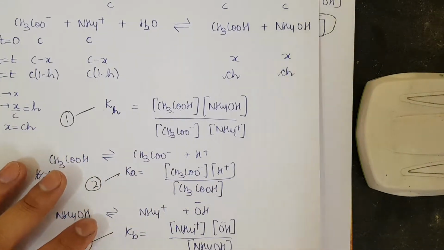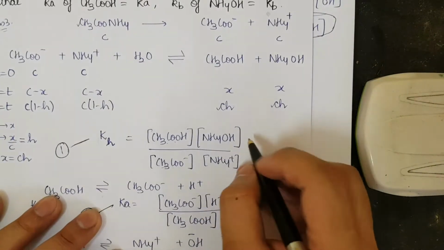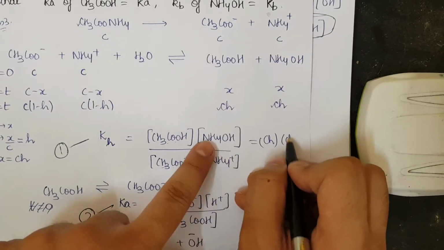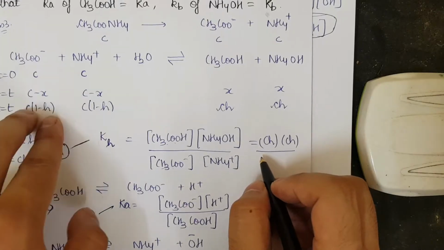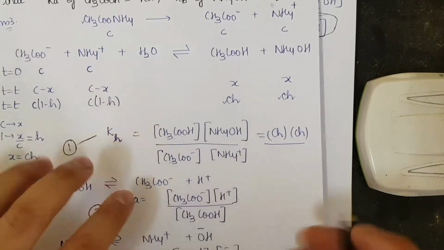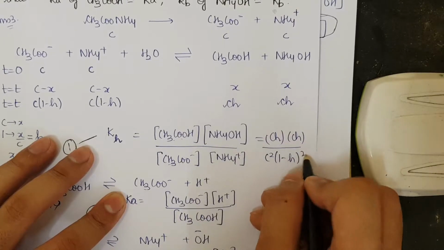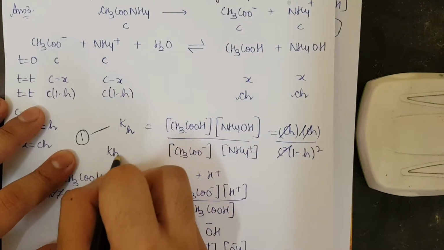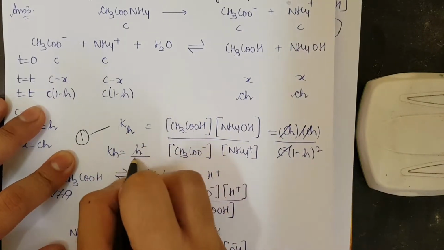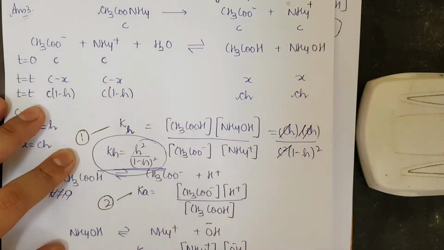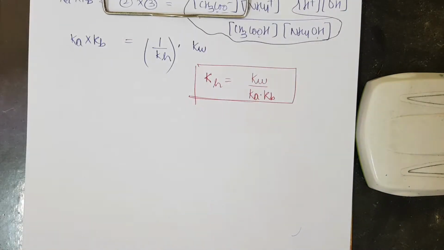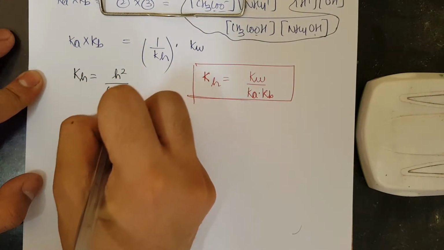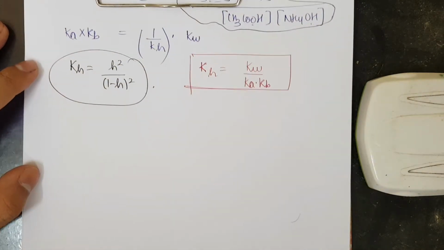So KH can also be written as, see, the concentration of CH3COOH is equal to Ch. This thing is also equal to Ch whole upon C into 1 minus h for this and C into 1 minus h for this. So that becomes C square into 1 minus h whole square. So the C square gets cancelled out, and we get the value of KH to be equal to h square upon 1 minus h whole square. This is also another important relation. Let me write it for you. So we have also got the value of KH to be equal to h square upon 1 minus h whole square. So these are the two relations which I have derived for you.